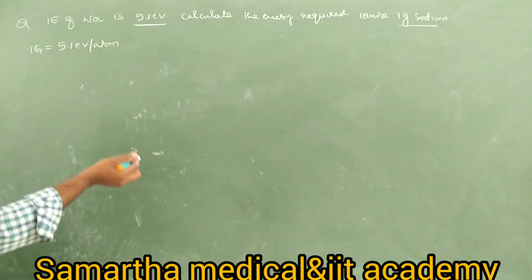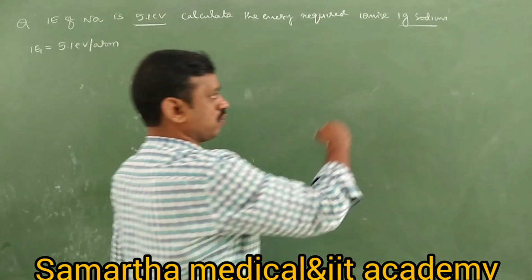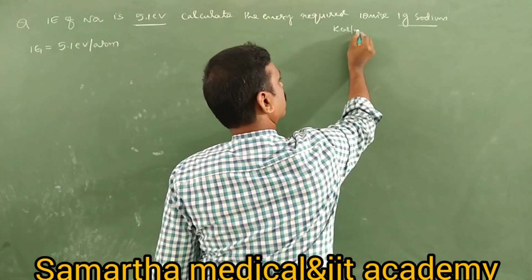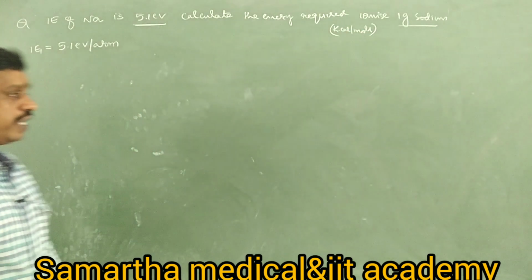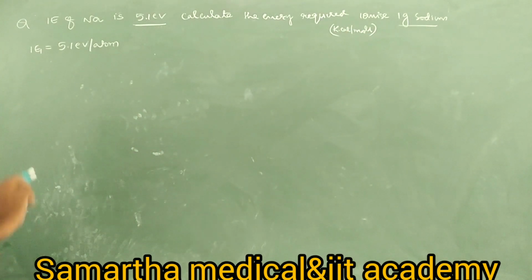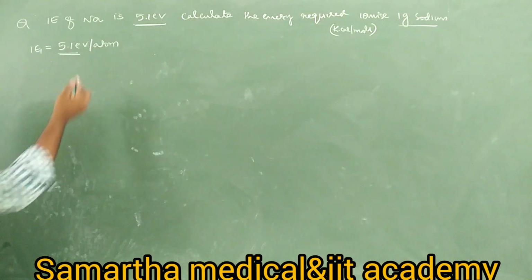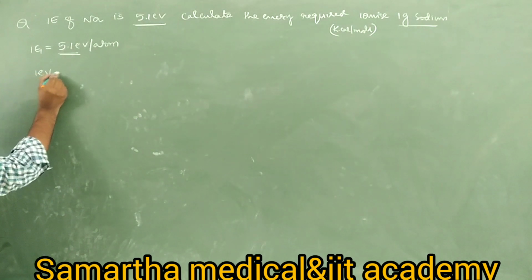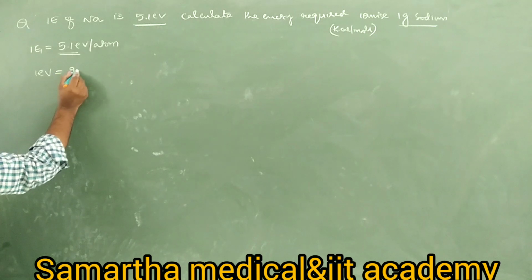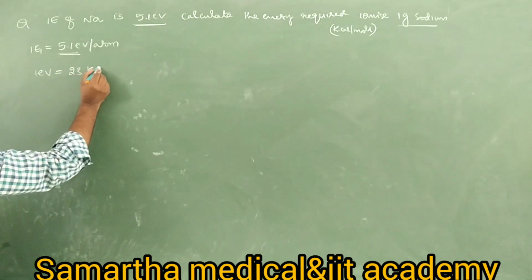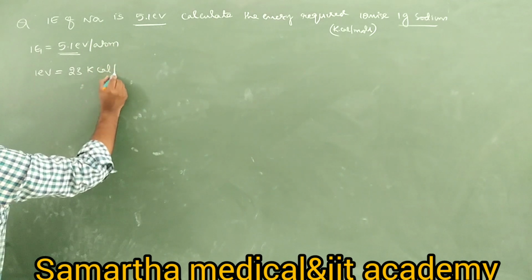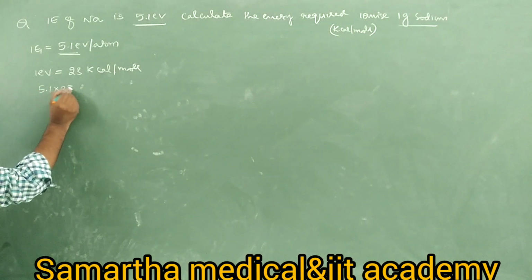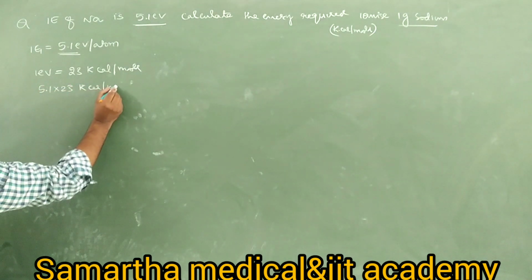Okay. Then we need to calculate the energy required in kilocalories per mole. You better write: energy required should be in kilocalories per mole. Therefore, you just convert 5.1 electron volt into kilocalories per mole. So we know that 1 electron volt is approximately 23 kilocalories per mole. So therefore 5.1 electron volt is nothing but 5.1 into 23 kilocalories per mole, right?